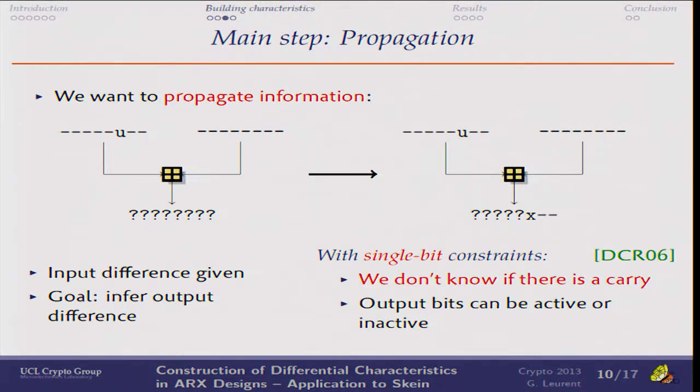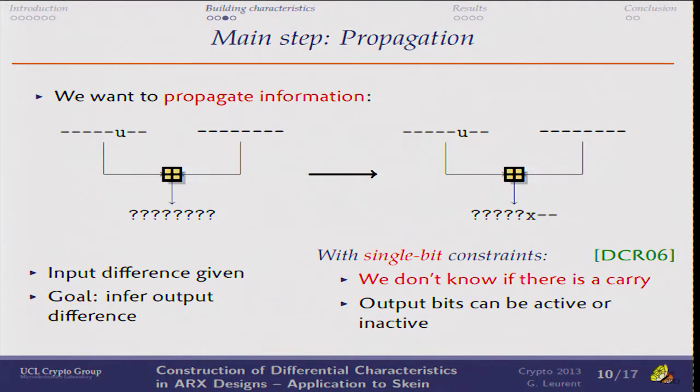If we do this in a bitwise fashion, it's not going to work very well, because once there is an active bit, for all the higher bits we don't know whether they're active or not, because there might be a carry, and if there is a carry, all those bits will be active, but if there is no carry, those bits are inactive. So if we just look at the bits one by one, we can't say anything useful about them. So this propagation will not go very far, and we are stopped very early.